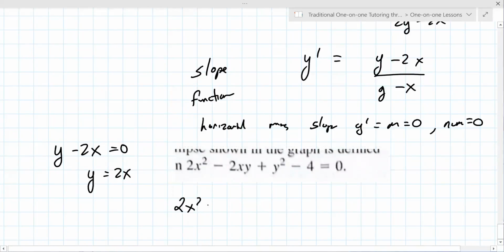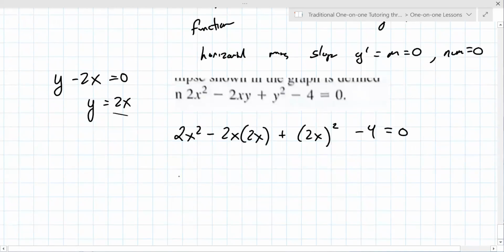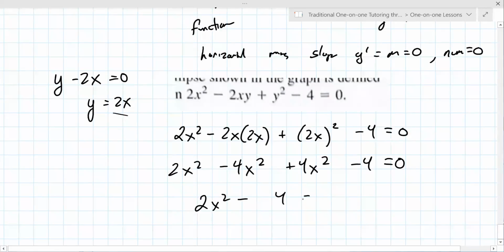So 2x squared minus 2x times 2x plus 2x squared minus 4 equals 0. So wherever you see a y, you put in a 2x. Okay, 2x squared minus 4x squared plus 4x squared minus 4 equals 0. That's just simplifying that line there. It's just 2x squared minus 4 equals 0. Solve for x. There are two values.